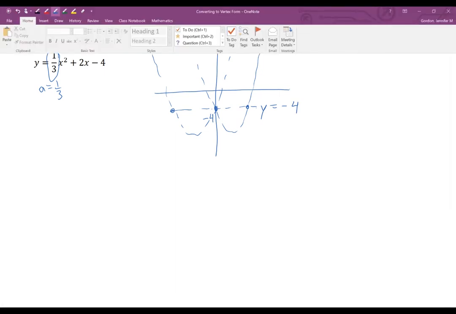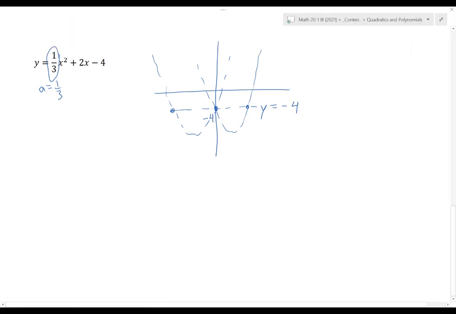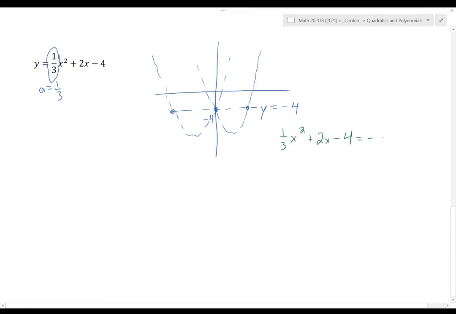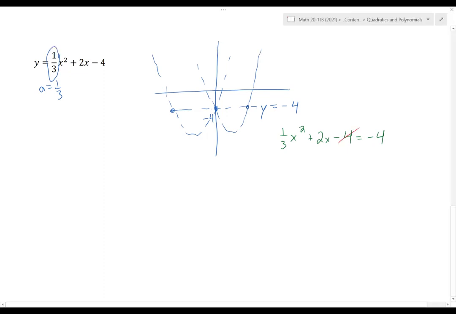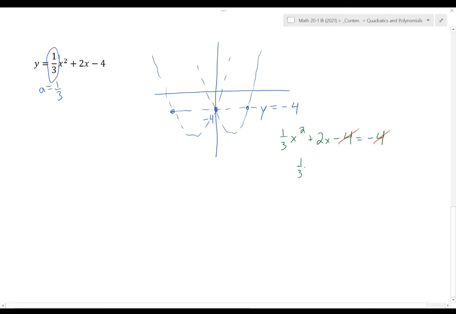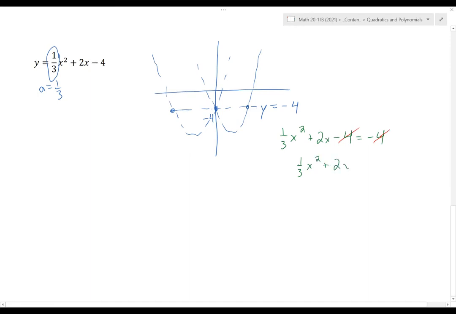So I'm going to solve this equation. When does 1/3 x squared plus 2x minus 4 equal -4? As before, the reason I like using the y-intercept is because now these are going to cancel out, and I end up with a very simple equation to solve. 1/3 x squared plus 2x equals 0. You can choose to multiply through by 3 if you don't want to deal with factoring out fractions. It's not a terrible idea because people do make a mistake when they factor out the fraction here.